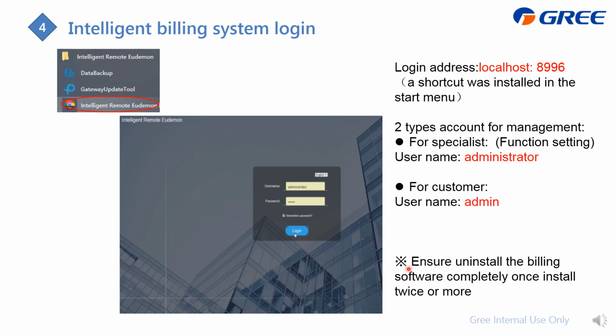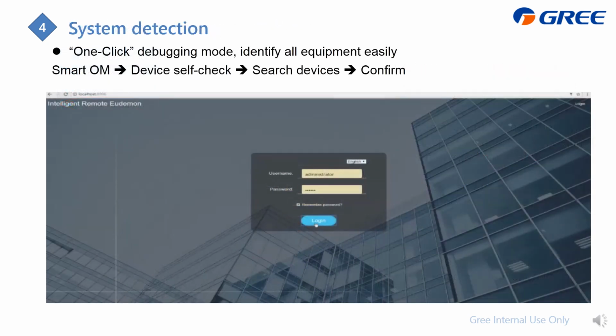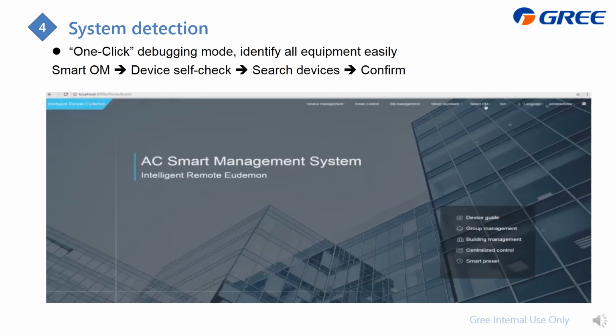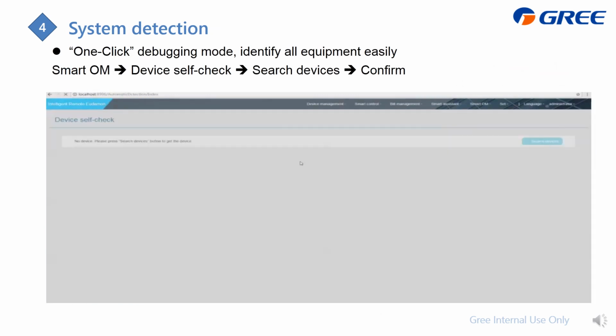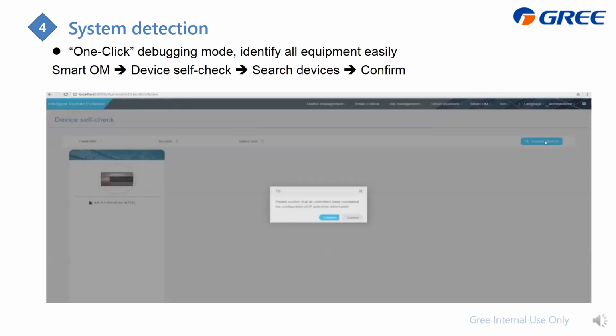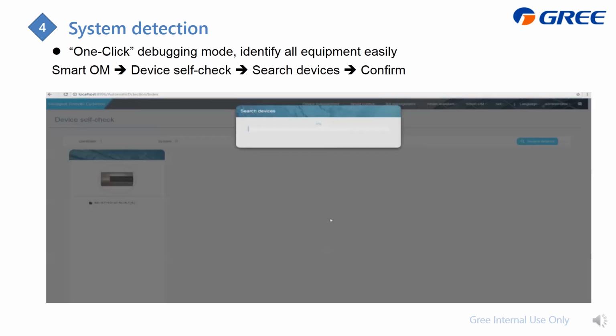And here is a note: please ensure you uninstall the billing software if you have installed it twice or more, because without doing this you may not be able to enter. After that, just search or communicate with all the indoor units and outdoor units, and also the power meter. Just follow this to do that, okay.